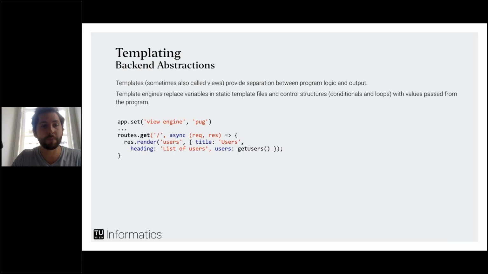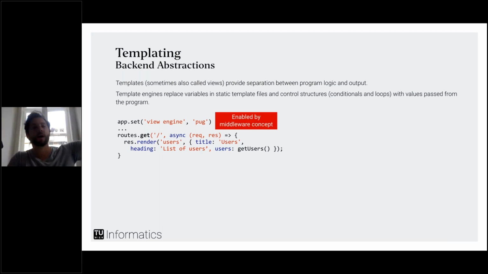But just to give you an example, again, it's a middleware, right? So this is a middleware concept where we set the view engine to be Pug. This is what it's called. I think at some point it was called Jade. And what happens is you get access to the request and the response object, and you do something in between that indicates what template you want, and then this middleware will facilitate the replacement of variables.